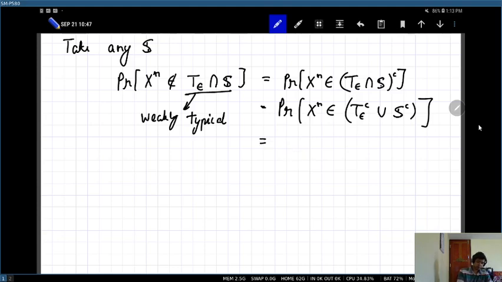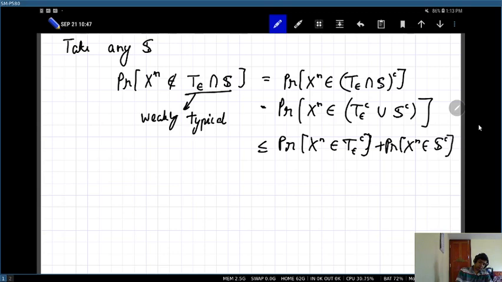Right. So the probability that Xn is not in T epsilon intersection S is the same as the probability that Xn is in the complement of T epsilon intersection S. But the complement of T epsilon intersection S is T epsilon complement union S complement. And using the union bound, this is less than or equal to the probability that Xn is in T epsilon complement plus the probability that Xn is in S complement. Right?